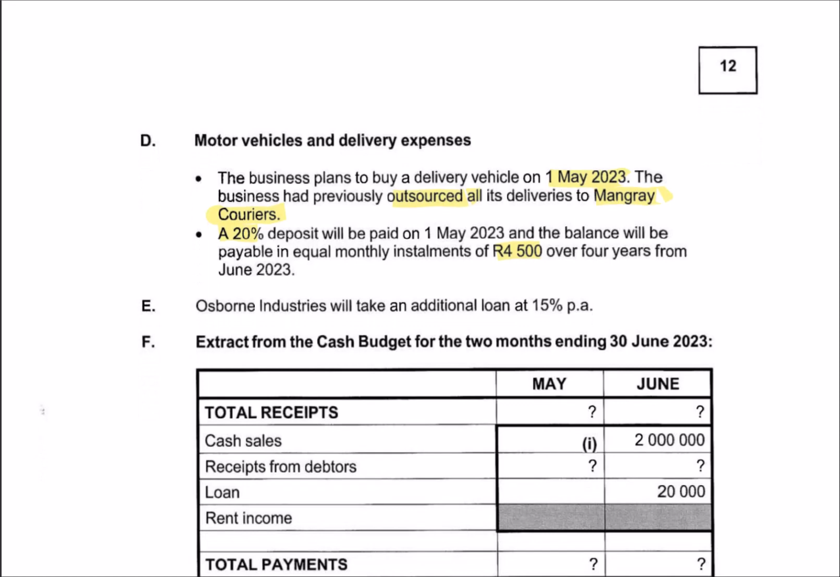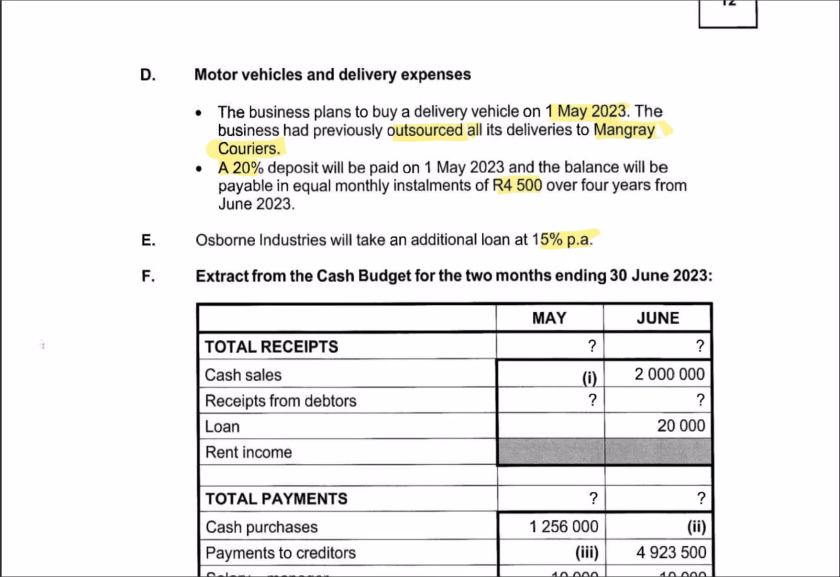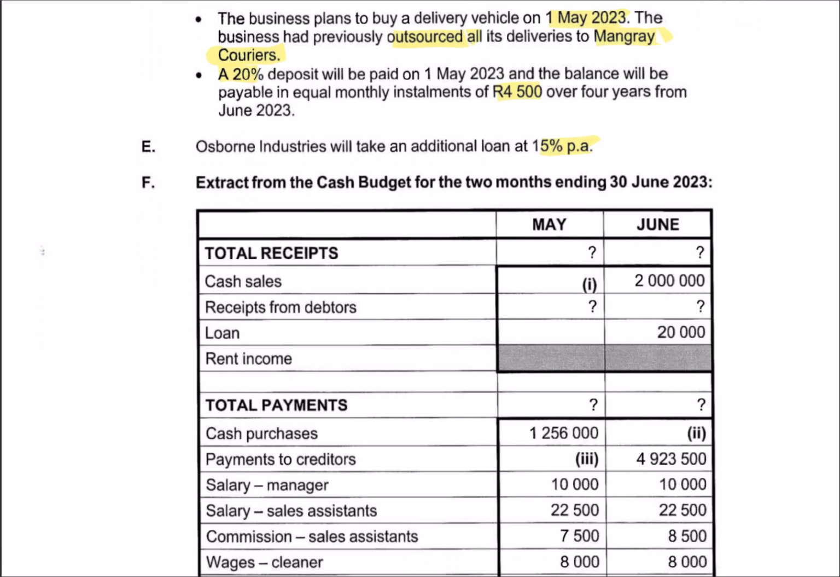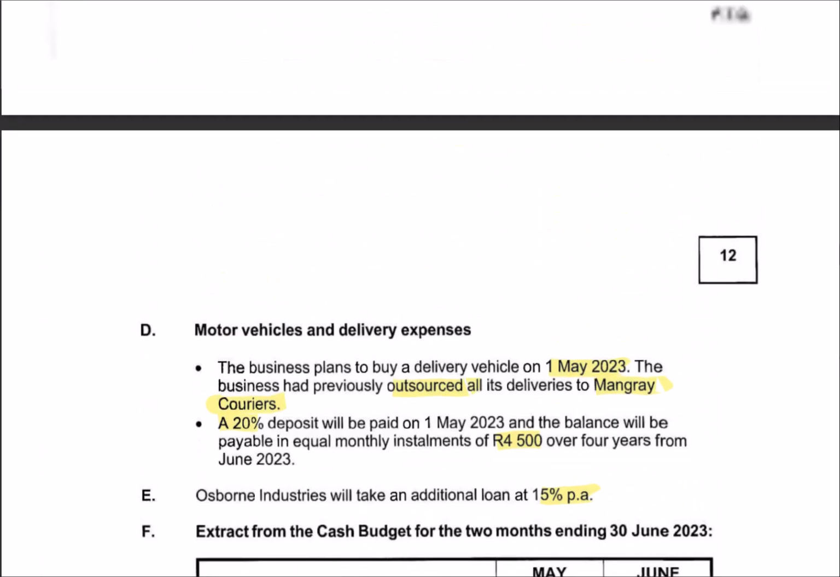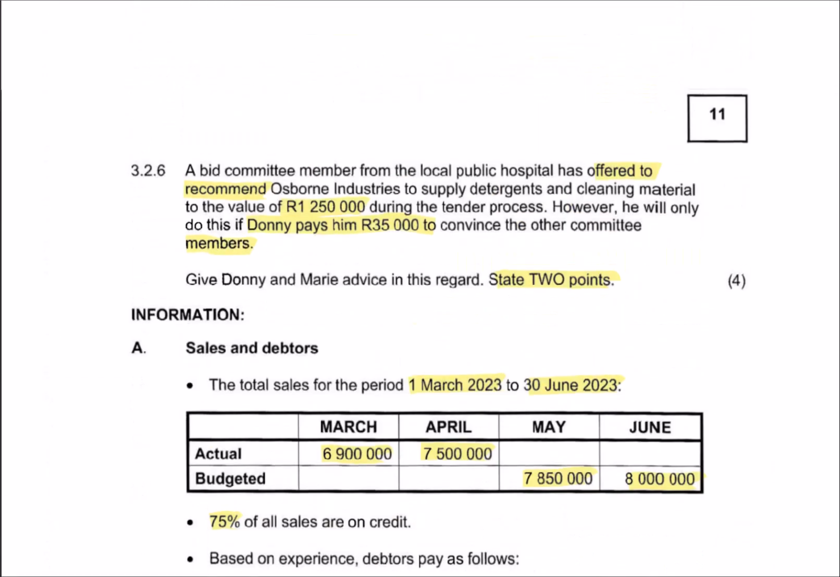Osborne Industry will take an additional loan of 15% per annum. Extra from the cash budget for the 2 months ending 30 June. So you're given the cash budget, right? With the question mark, that means those figures mostly you have to calculate. Cash sales in May, you need to calculate that. It's easy to calculate. Then receipts from debtors, right? That comes from the data sheet that we're going to complete here. Now is the first question.